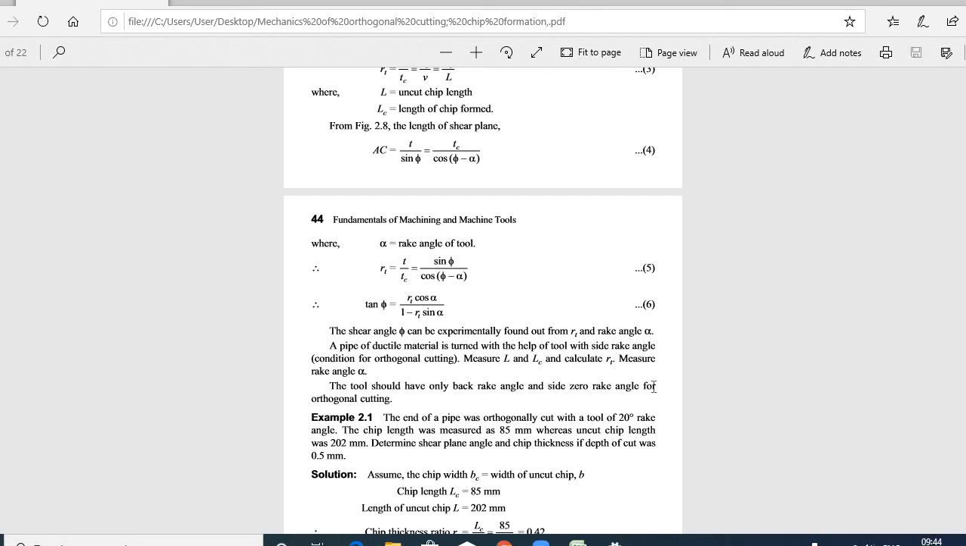A pipe of ductile material is turned with the help of a tool with the side rake angle, zero in this case, which is the condition for orthogonal cutting. Measure l and l_c and calculate r_t. Measure the rake angle alpha. The tool should have only back rake angle and zero side rake angle for orthogonal cutting.